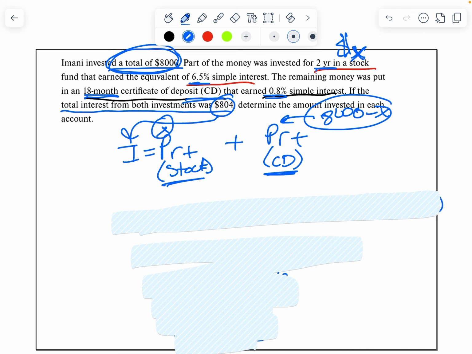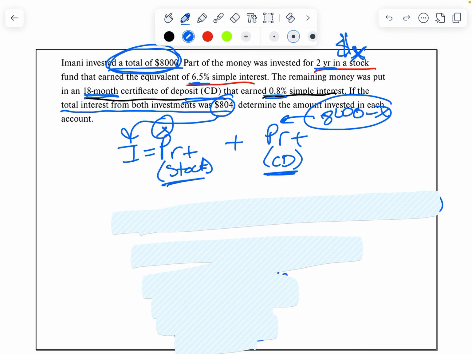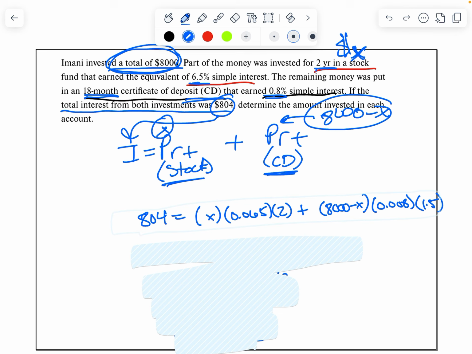Substituting those numbers into the formula, we get 804 is our interest. You see I have my X here and my 8,000 minus X here, right? 0.065 is that 6.5% interest. 0.008 is the 0.8% interest. The first one was at 2 years. The second one was at a year and a half.